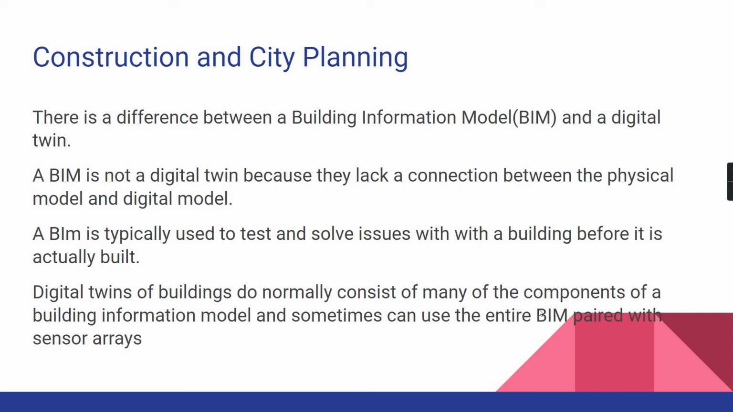Finally, in construction and city planning, there is a little misconception that the 3D models used in construction are digital twins, which they're not exactly digital twins. These individual models, called building information models, or BIMs for short, are not exactly digital twins because they lack a connection between the physical and digital model. A BIM is typically used to test and solve issues with a building before it is actually built. But, that being said, digital twins do normally consist of many components of a BIM, or even sometimes use the entire BIM paired with a multitude of different sensor arrays.